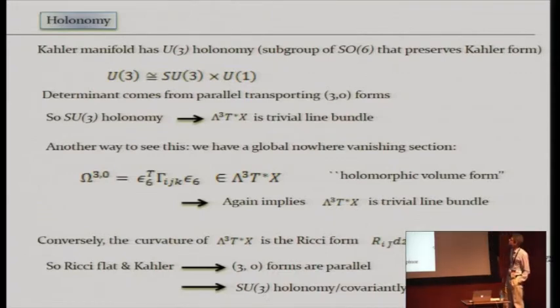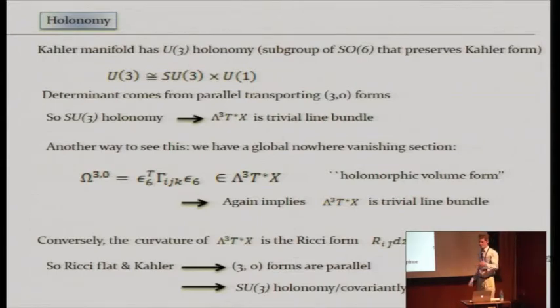Now, U3 is essentially reducible. It has an SU3 part and it has a U1 part. And the U1 part of the U3 is just the determinant of the 3 by 3 complex matrix, which is unitary. Geometrically, so now if we want to discuss U3 holonomy, we want to have some geometric quantity which transforms just under the U1 part and not under the SU3 part. And what is that?